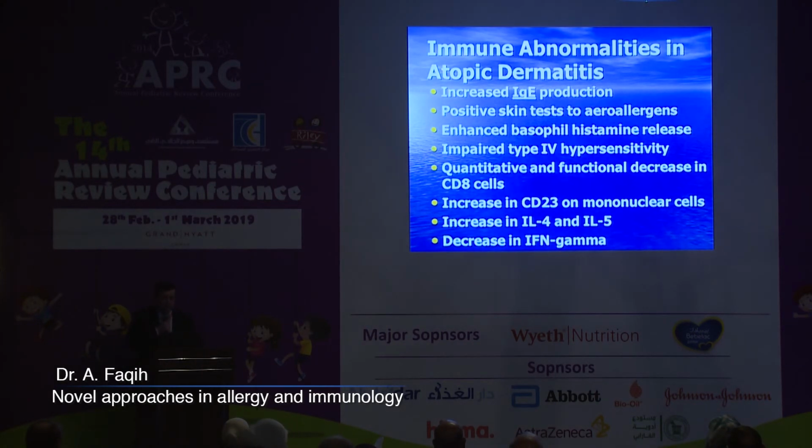The next subject I'll be talking about is atopic dermatitis. Classically, in atopic patients, we have increased IgE production, positive skin testing. I'm talking about allergic atopic dermatitis patients. And there is enhanced basophil histamine release, impaired type 4 hypersensitivity. So we have a shift towards Th2, decrease in CD4 cells, increase in CD23 on mononuclear cells, attracting more allergens and allergic process. Of course, we have increased interleukin-4, interleukin-5. We have decreased amount of interferon gamma, sorry. So we have an inhibitory effect, not that balance, it's all towards Th2.